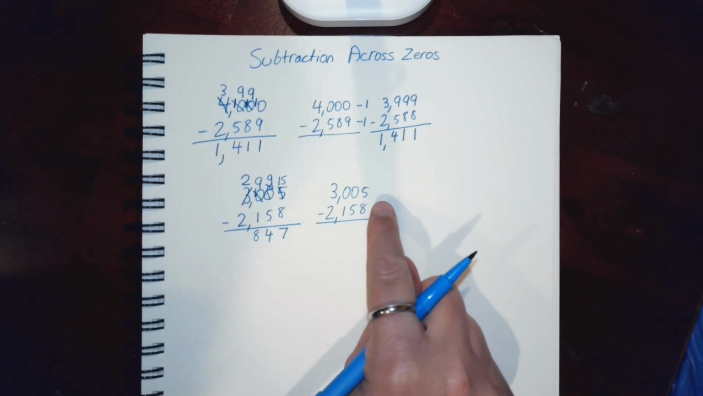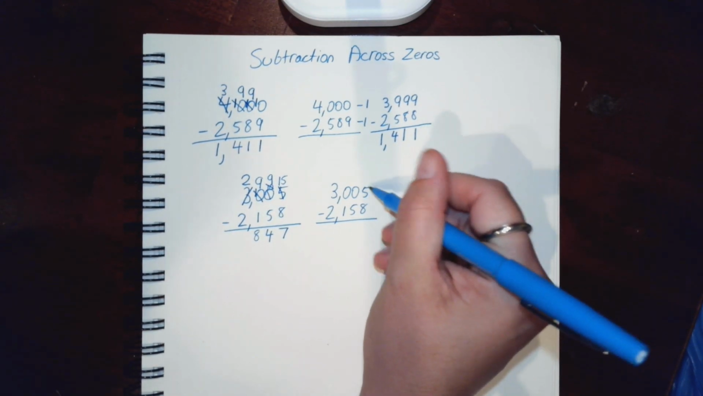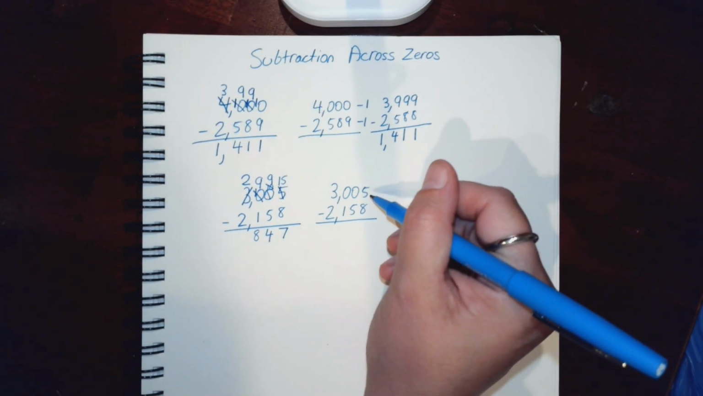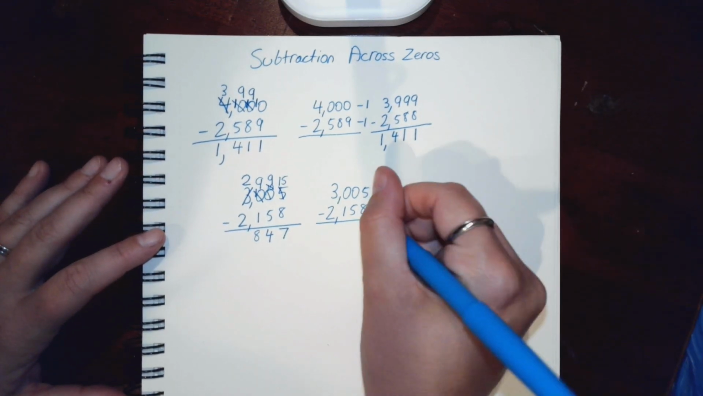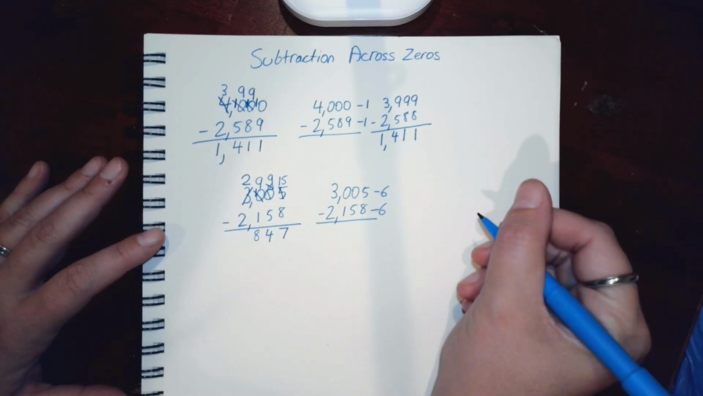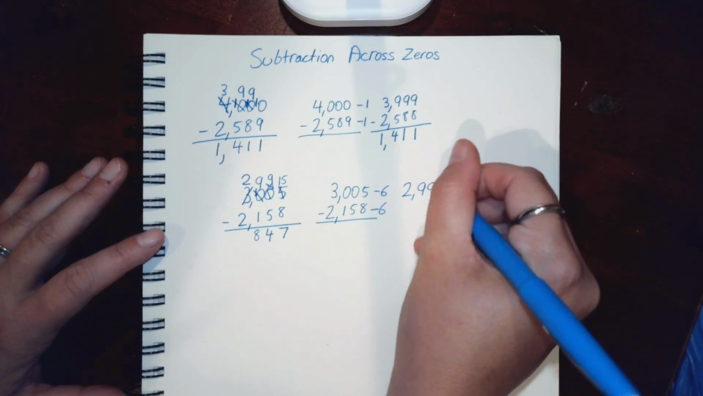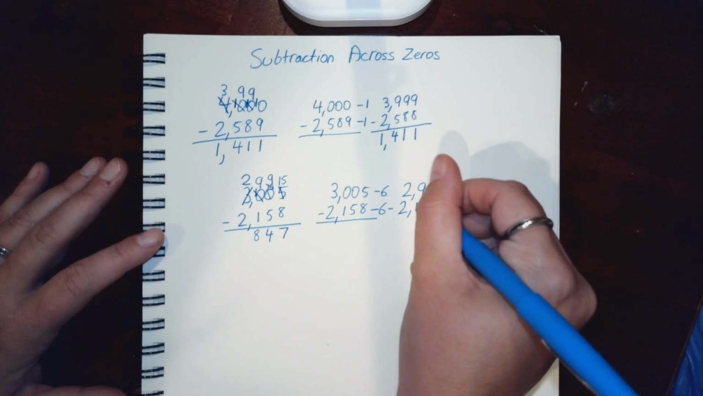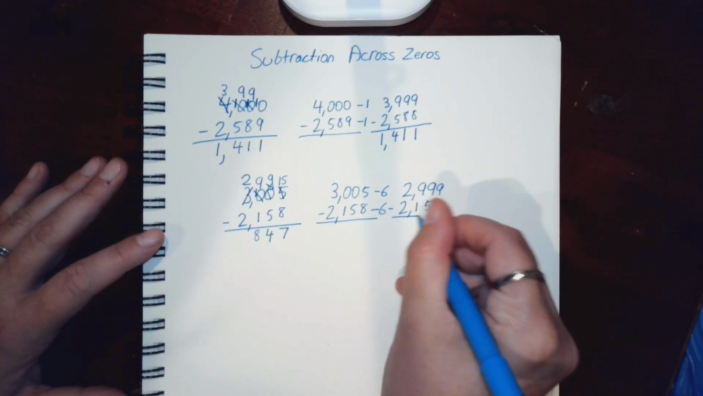And don't forget, with compensation, I have to go back one more than what's in that ones place, because if I take 5 away, that just gets me back to 3,000, and I want 1 before 3,000. So I have to take 6 away from here. If I do that to my minuend, I have to do that to my subtrahend too. So that gets me to 2,999 minus 2,152, because 8 minus 6 gives me that 2 in the ones place.